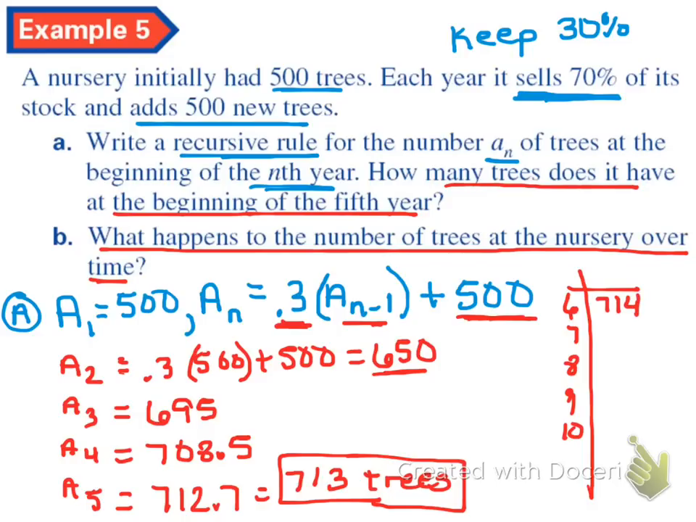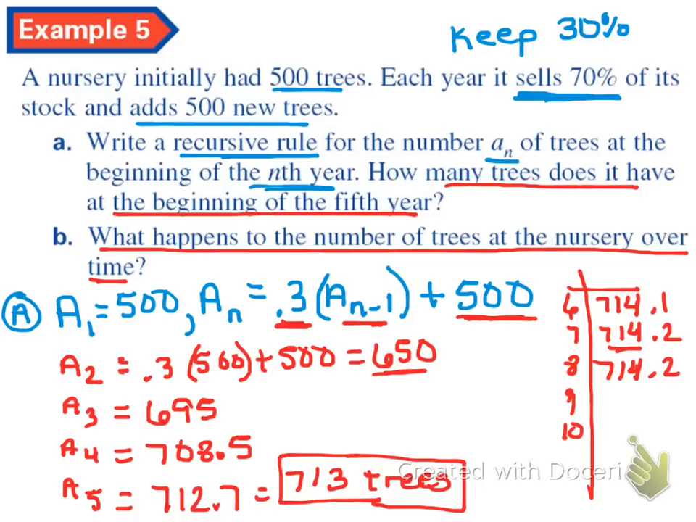It's actually going to be some decimal answer, 714.12, so we would say that's 714 trees. At the 7th year, you multiply that by 30%, add 500, you find at the beginning of the 7th year you have, again, 714 trees. This time it's 714.2, but we'd say that's 714 trees. At the beginning of the 8th year, multiply the 714.2 times 0.3, add 500, you see that you still, again, have 714 trees.